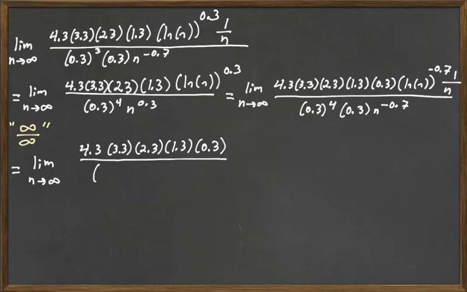0.3 to the fourth times 0.3 will be 0.3 to the fifth power times n to the 0.3, and then the natural log of n to the negative 0.7. That's going to come down to the denominator. And now the numerator is a constant, but the denominator is exploding to infinity, so this limit is going to be 0. Okay, so we're going to run into this limit in the next problem.